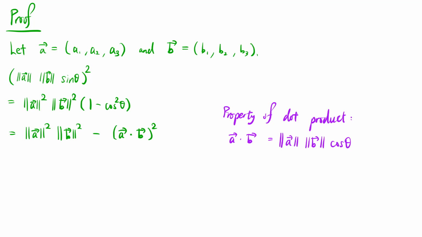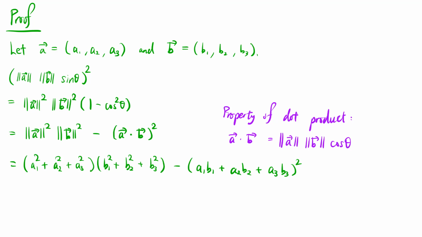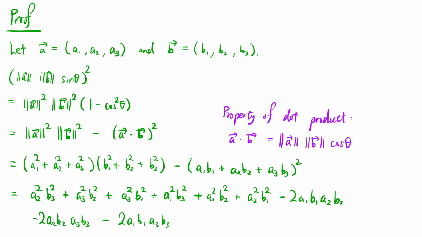Applying the definitions, this equals (A1 squared plus A2 squared plus A3 squared) times (B1 squared plus B2 squared plus B3 squared) minus the square of (A1 B1 plus A2 B2 plus A3 B3). Expanding the brackets, we have A2 squared B3 squared plus A3 squared B2 squared plus A3 squared B1 squared plus A1 squared B3 squared plus A1 squared B2 squared plus A2 squared B1 squared minus 2 A1 B1 A2 B2 minus 2 A2 B2 A3 B3 minus 2 A1 B1 A3 B3.